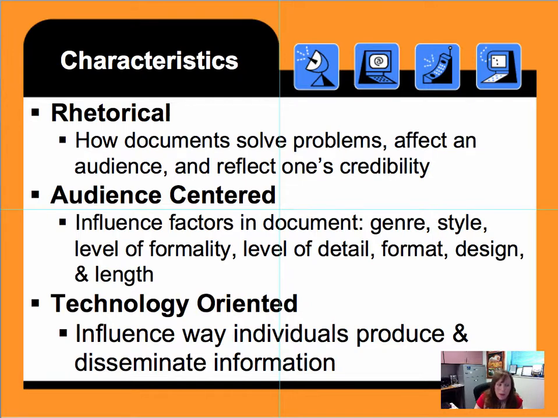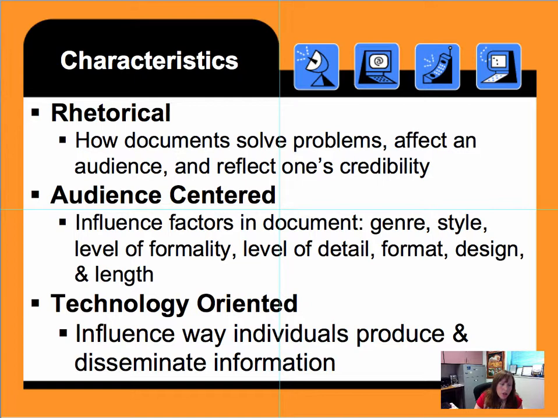writing. Your audience will determine the genre, the style, the level of formality, the level of detail, the document's format, the document design, and the document's length.